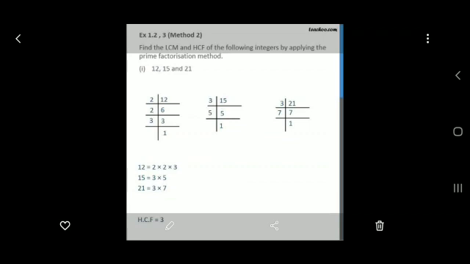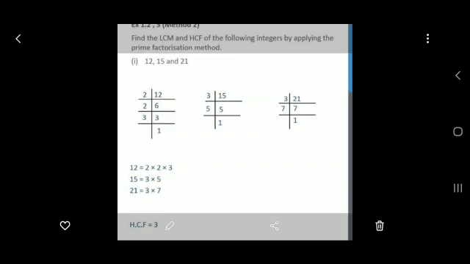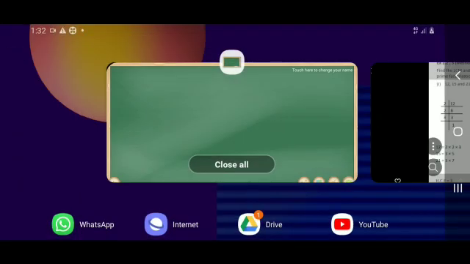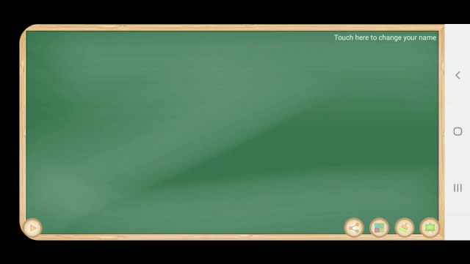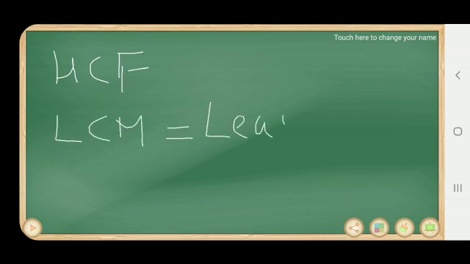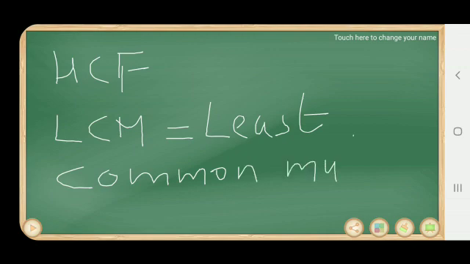Similarly, here 3 numbers are there, but a new word you can see: LCM. HCF I have told you already. What is HCF? Highest common factor. Similarly LCM, least common multiple. Now the new term you can see is least common multiple.